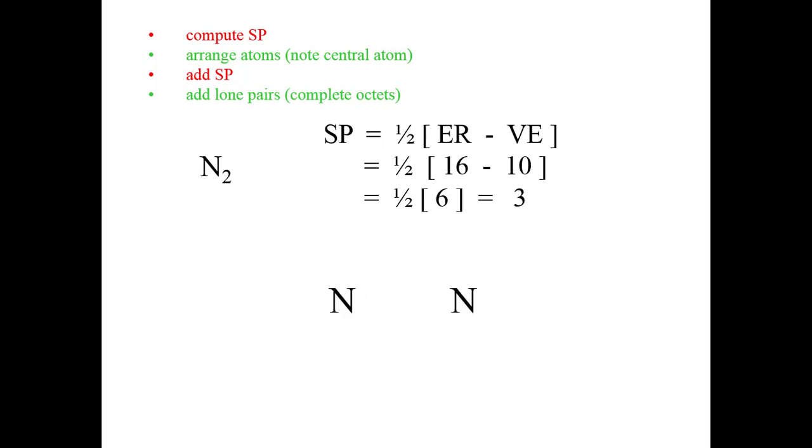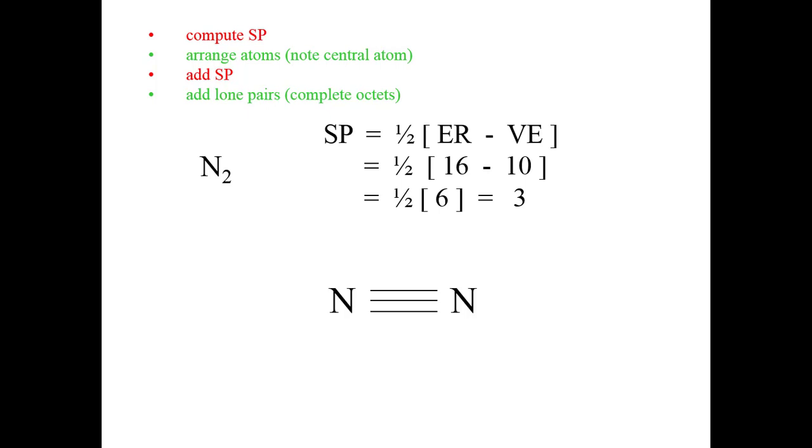We start by drawing the two N atoms side by side. Then, the 3 shared pairs are added as 3 lines. Remember that each line represents 2 electrons. With the 3 shared pairs, each atom feels 6 electrons.